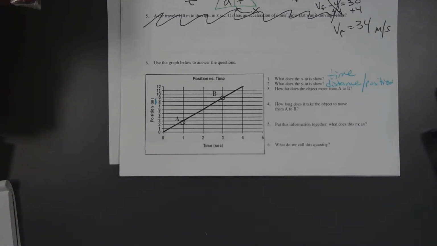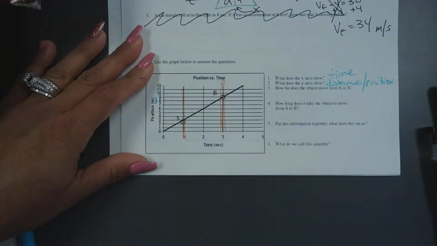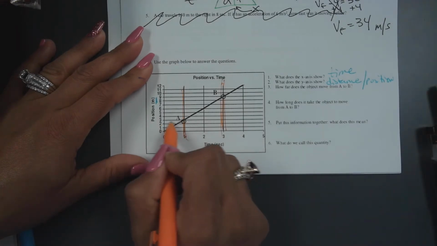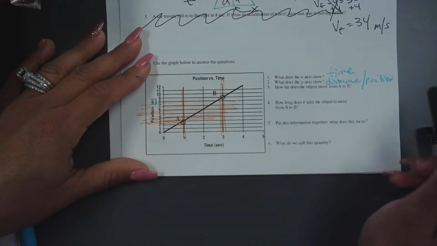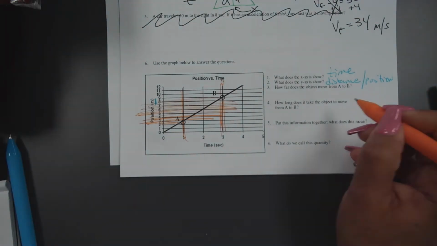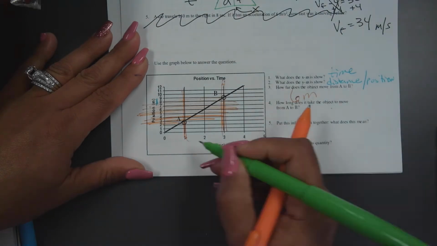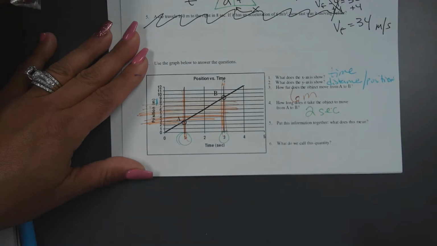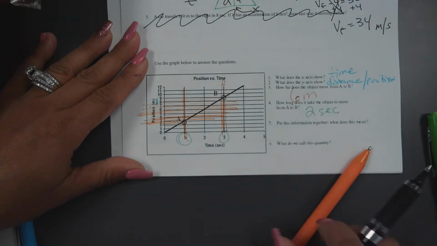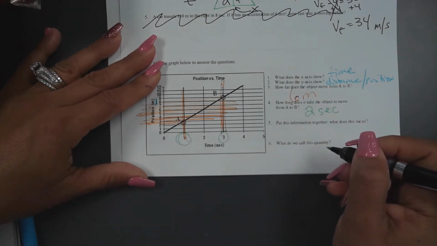The next one, number 3, how far does the object move if the object started over here to over here? So that means that we're going to go from here to here in this section looking at the Y. What'd you get, Jesse? 6 meters. I did too. How much time did it take from here to here? I got 2 seconds. Then it asks you, put this information together. What does it mean? That question, some of us were confused.